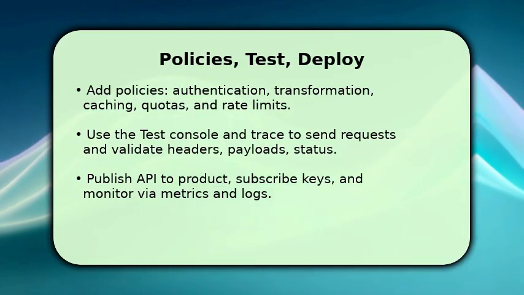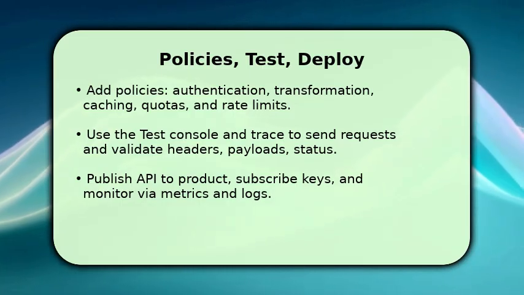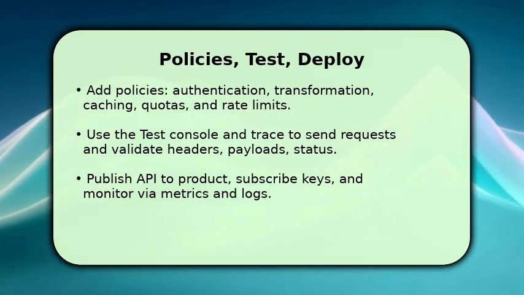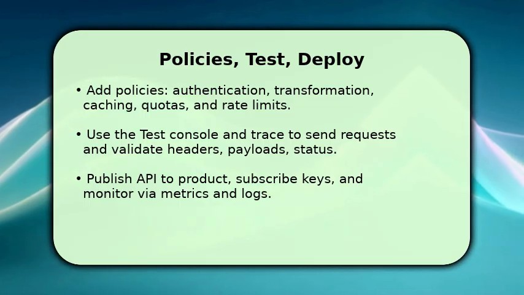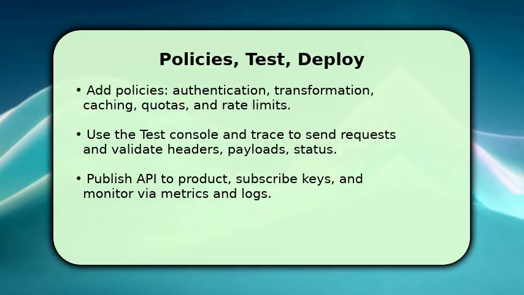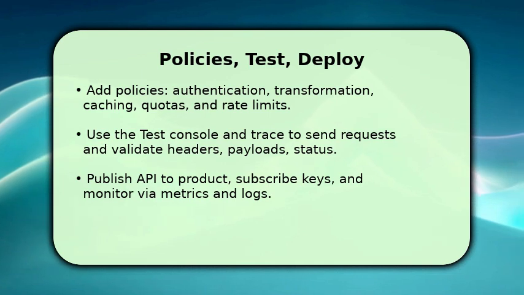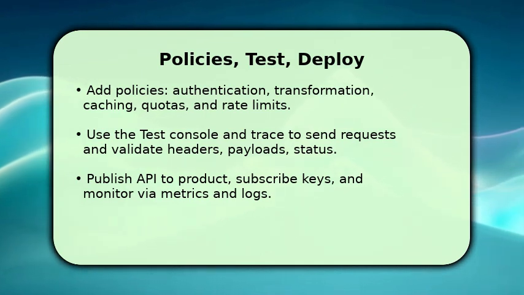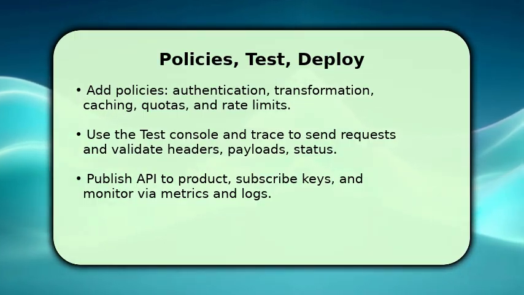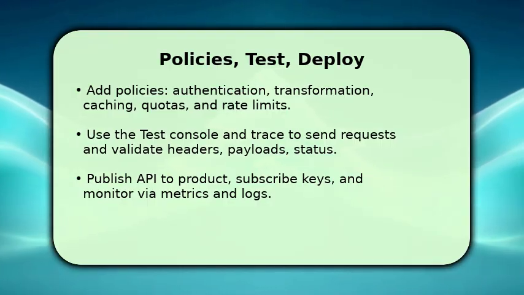Next, use the built-in test console and the trace tool to send sample requests, inspect headers and responses, and confirm behavior. Once validated, add the API to a product, require subscription keys as needed, and publish. If something breaks, the key troubleshooting tip is to enable request tracing and check backend connectivity and policy evaluation.